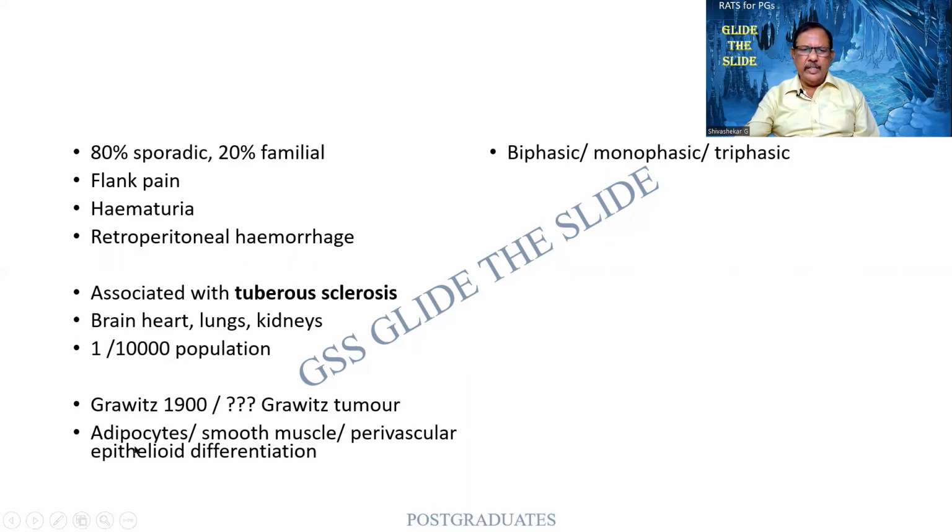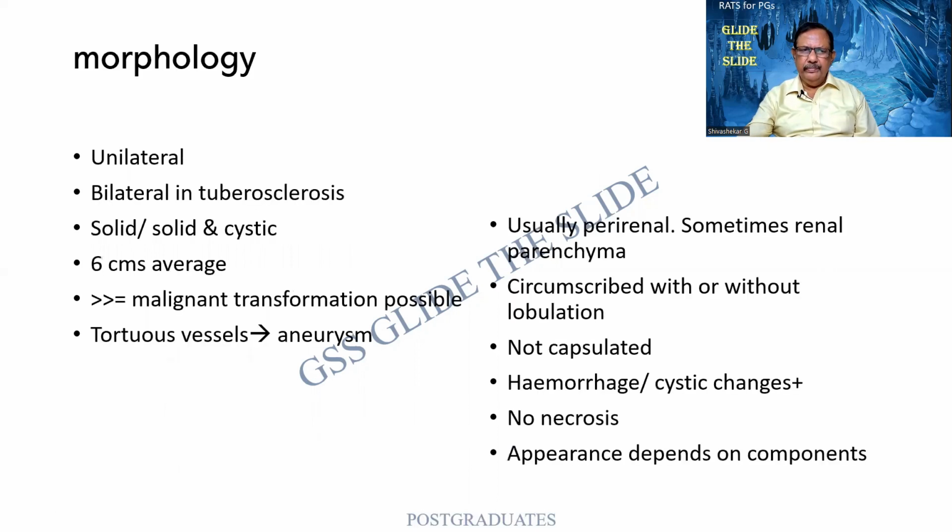The angiomyolipoma consists of adipocytes, smooth muscles, perivascular epithelioid differentiation. There are three components. So it can be monophasic when one is dominant, biphasic when two are present, and triphasic when all the three elements are seen. Generally, it is unilateral, but it can be bilateral in tuberous sclerosis. Usually solid, but can be solid and cystic. 6 centimeters is the maximum average diameter that is given. Greater, there is a chance for malignant transformation.